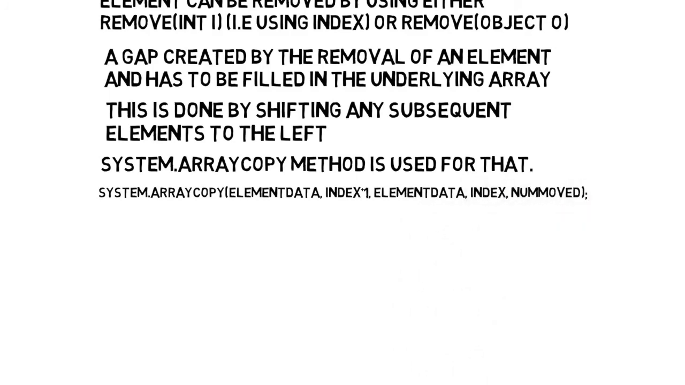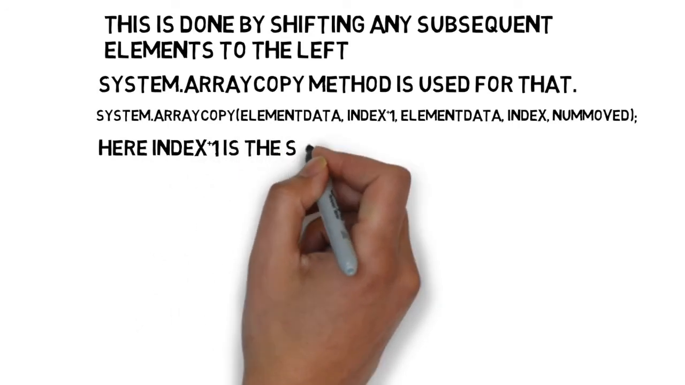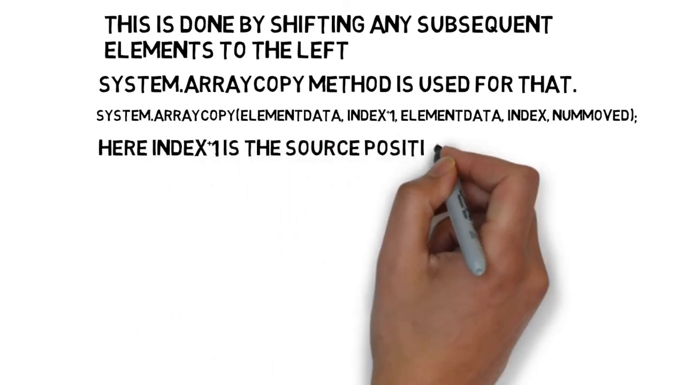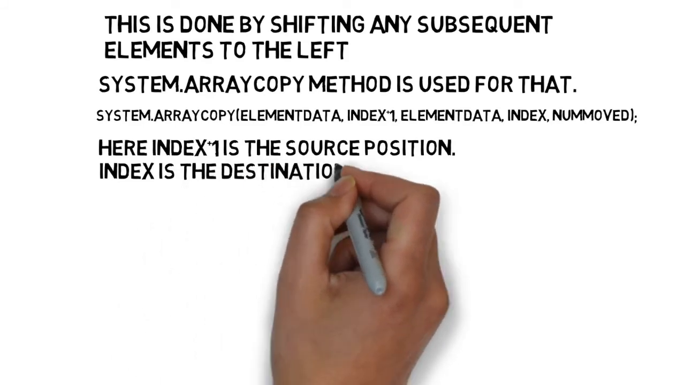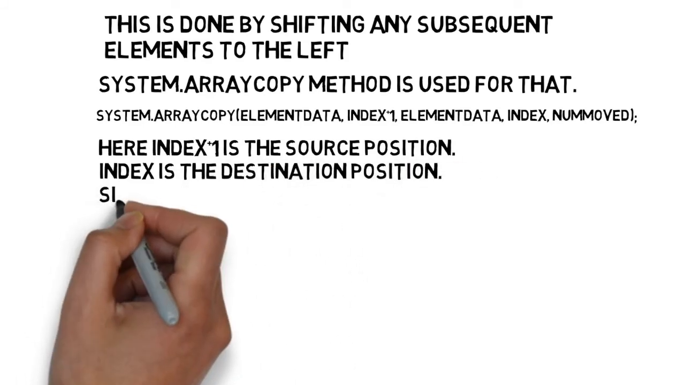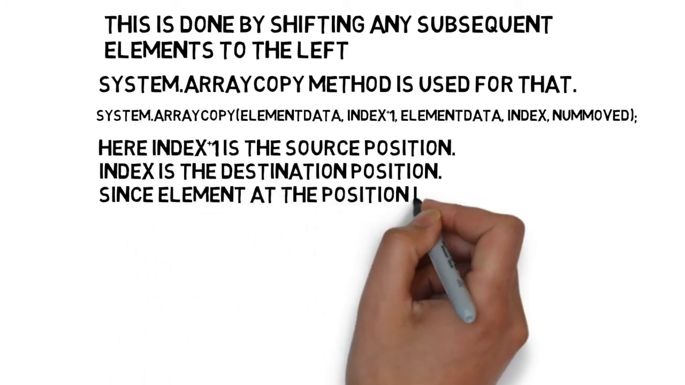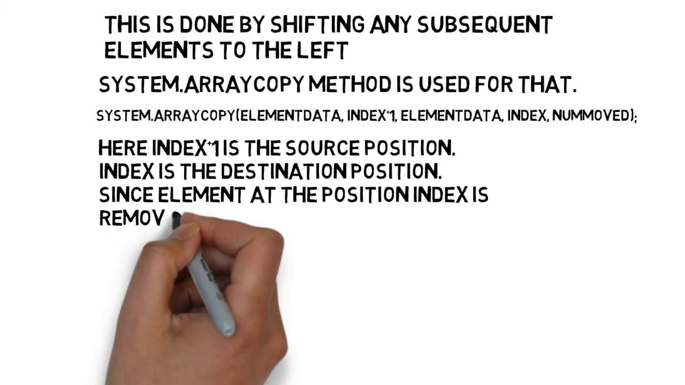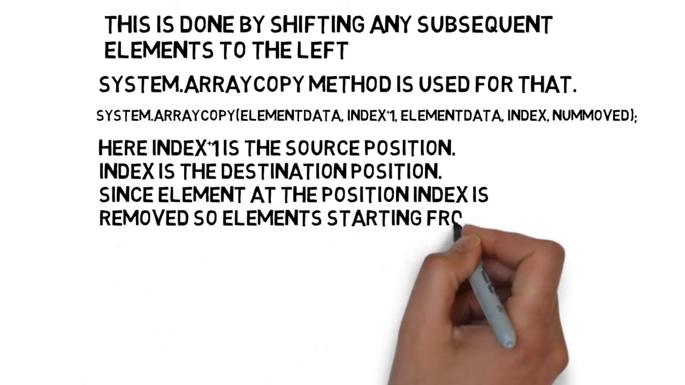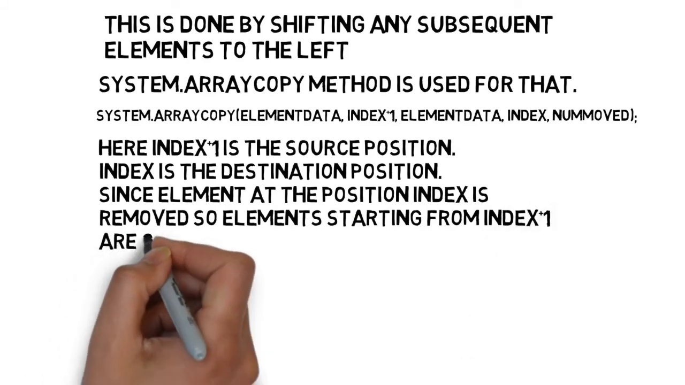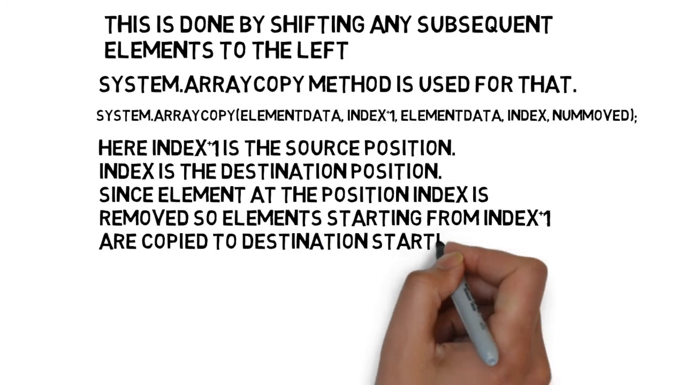System.arraycopy(elementData, index+1, elementData, index, numMoved). Here index+1 is the source position and index is the destination position. Since the element at position index is removed, the elements starting from index+1 are copied to the destination starting from index.